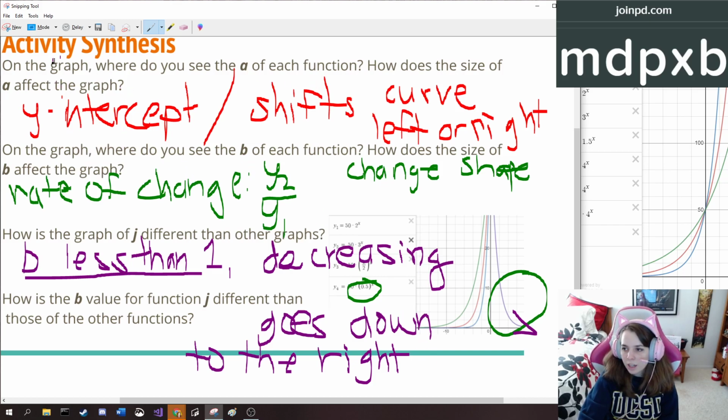So changing the a value in this function, once again, changing the starting point moves it left and right. Changing the b value is going to change our overall shape, or how fast it's growing, the overall speed of the curve.